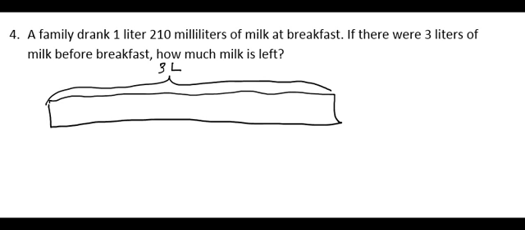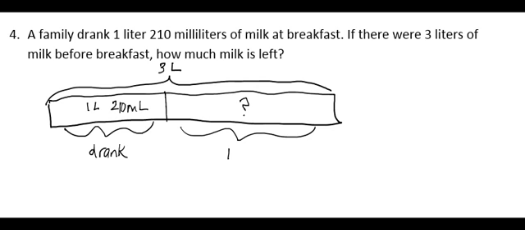We know that the family drank 1 liter and 210 milliliters at breakfast. So that's going to be a little bit less than half. So I'm going to split that here and show that this portion is 1 liter, 210 milliliters. And I'll give it a label, so this is what they drank. And the question then is, how much milk is left? So I can see I have my whole tape, I have one portion, so now I know I need to subtract to come up with the amount of milk that was left.